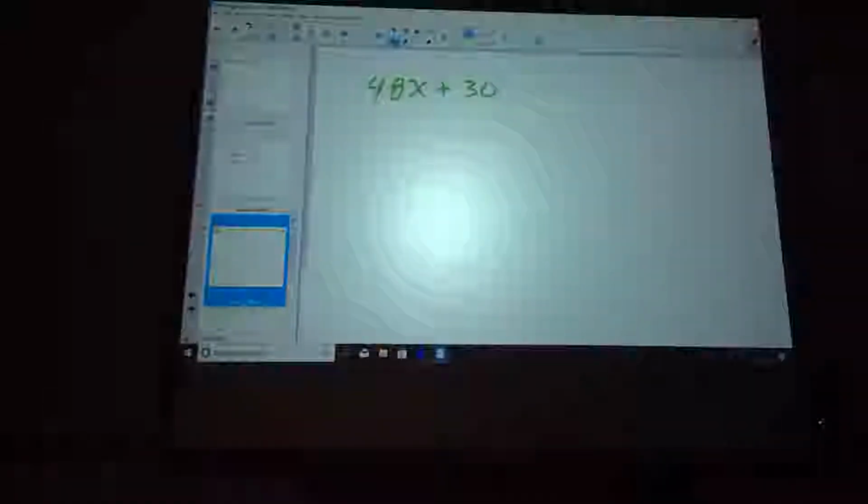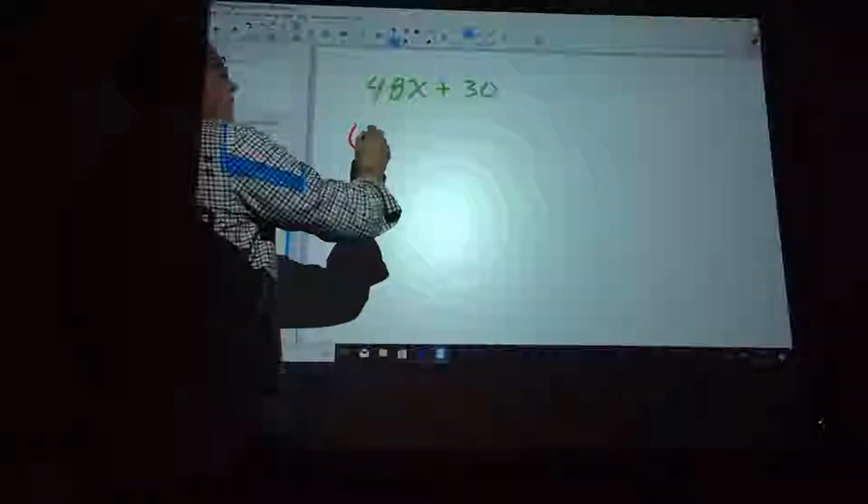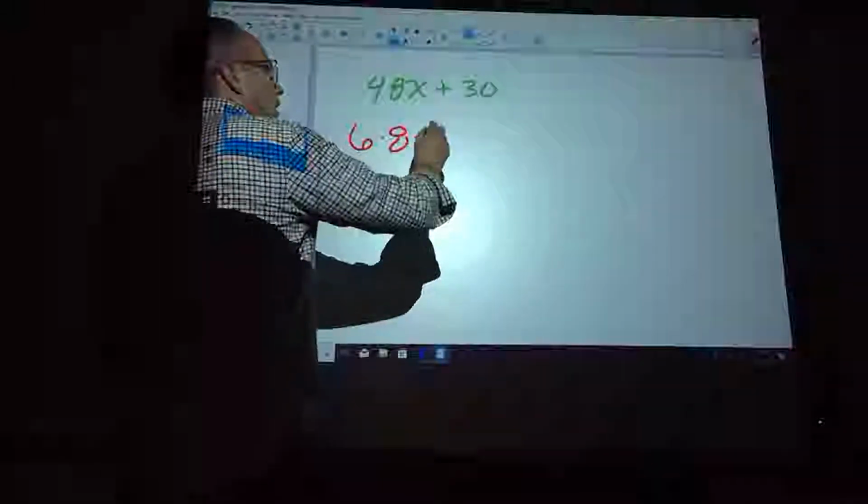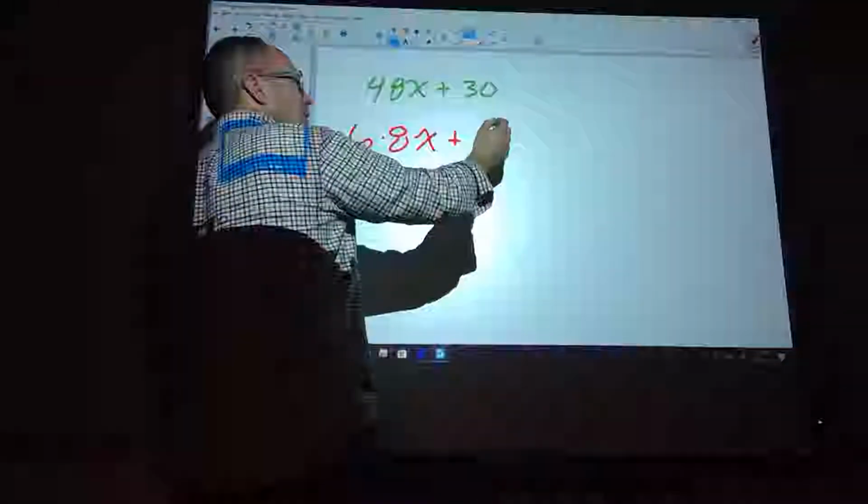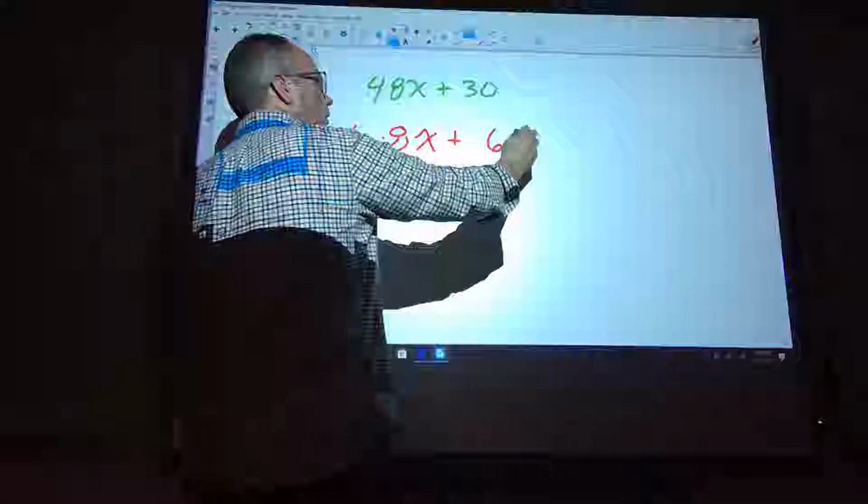So is there a letter I could factor out of both of them? No. No? What's the largest number that goes into both 48 and 30? 30 doesn't go into 48. 2 goes into both, but it's not the greatest. 6 is 6 times 8, 48. And then, how do I break 30 up using 6? 6 times 5, you agree?